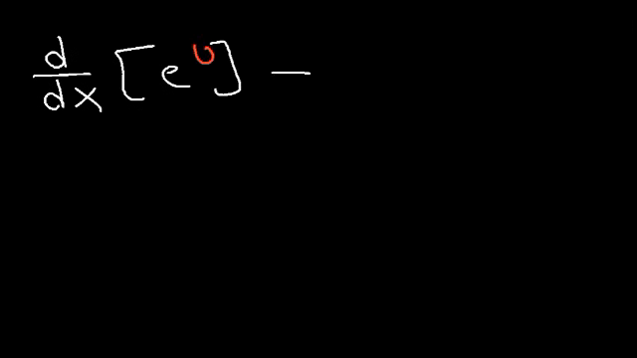Now what we're going to do at this point is talk about how to differentiate exponential functions using an equation and also using the process of logarithmic differentiation. So let's use the equation first. The derivative of e to the u is e to the u times u prime.